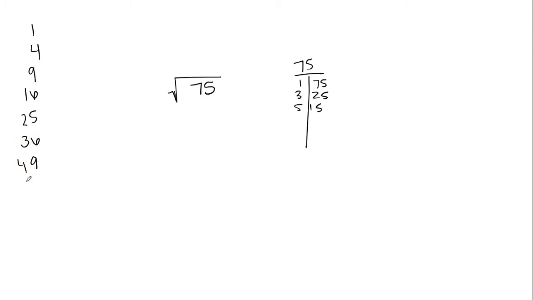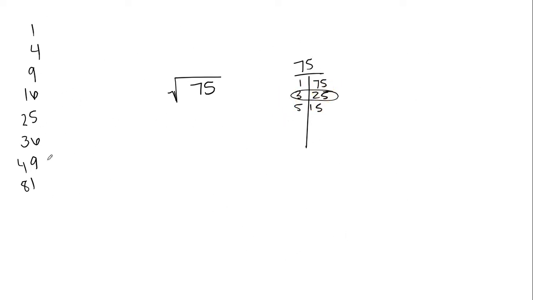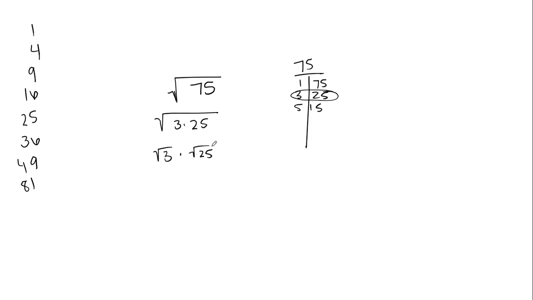Remember, I'm not memorizing this list. In my head, I'm doing 1 times 1, 2 times 2, 3 times 3, 4 times 4, 5 times 5, and so forth and so on. So the highest number would be 25. That's in my list of perfect squares. So I know that 3 times 25 is 75. Well, now I'm going to split it up. 3 times 25. The square root of 3 times the square root of 25.